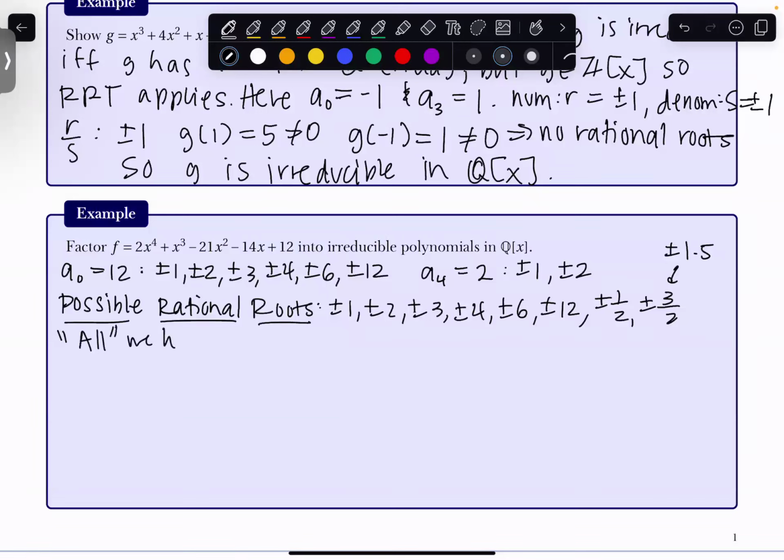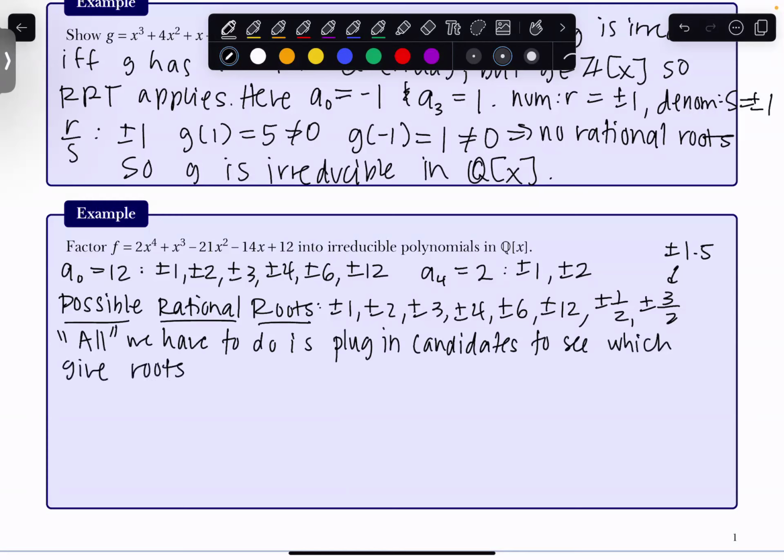Again, all we would have to do is plug in the candidates for the roots to see which give us back roots. So where will I get 0 when I plug it into f, if there are any? Just because I have a polynomial with integer or rational coefficients does not mean that all of my roots have to come from the rationals or from the integers.